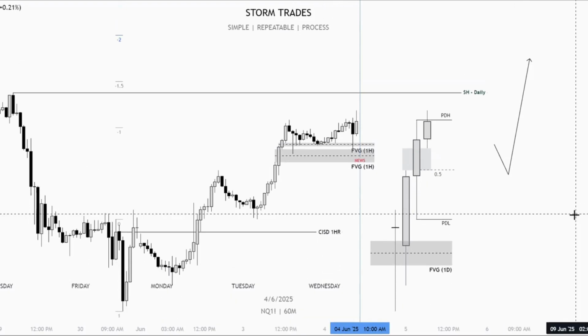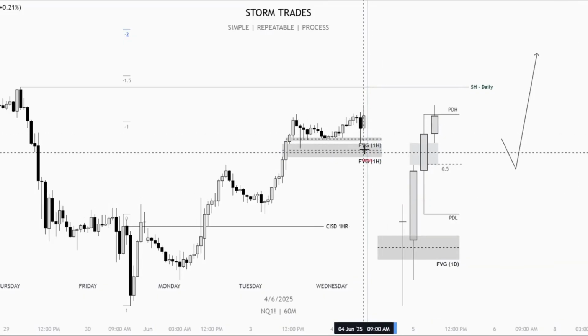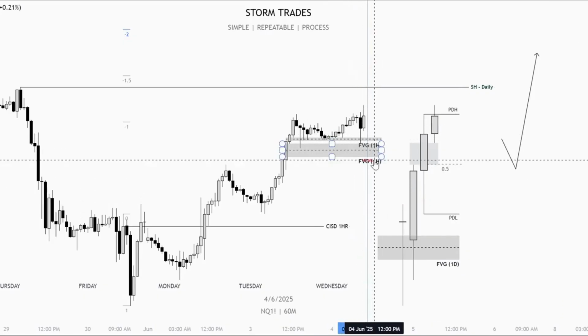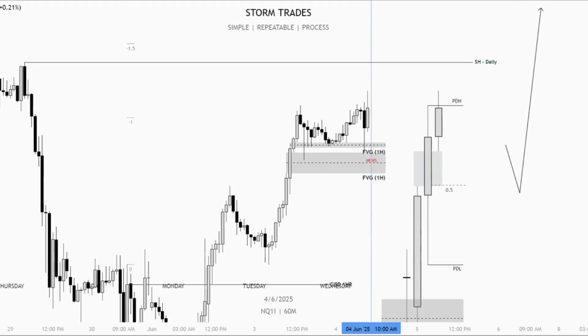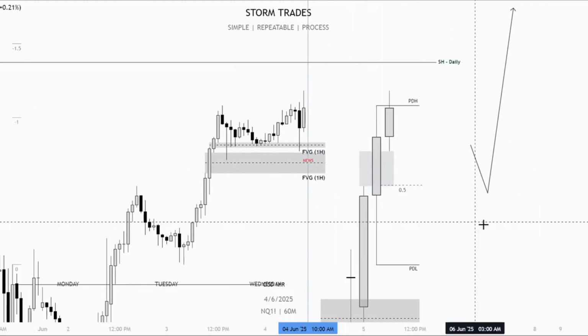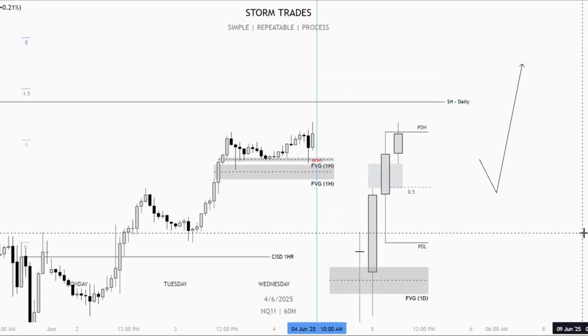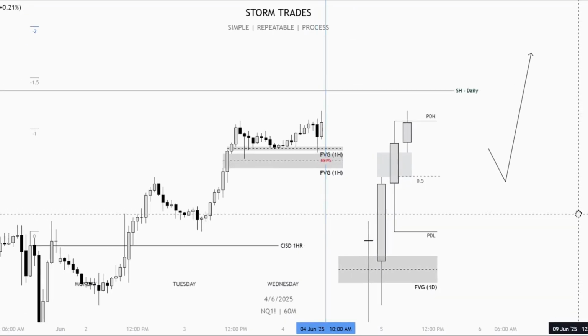So I have a game plan now. I'm looking for some sort of a manipulation down, perhaps even further down into the hourly fair value gap, at news, and then I would look to get on sides with the trade higher.